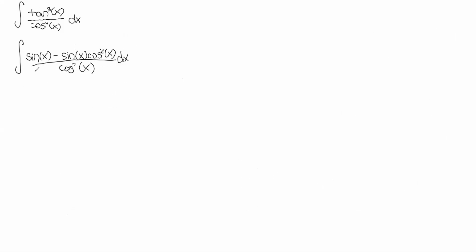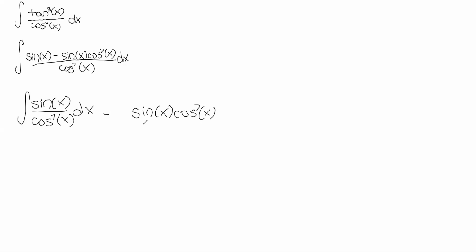So let's go ahead and see if we can break it up into two separate integrals. Our first integral is going to be sine of x over cosine to the 7th power of x dx. And then the next integral is going to be minus sine of x times cosine squared of x over the same denominator, cosine to the 7th power of x.